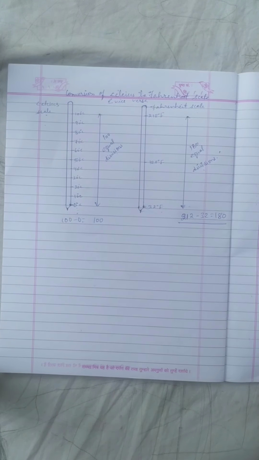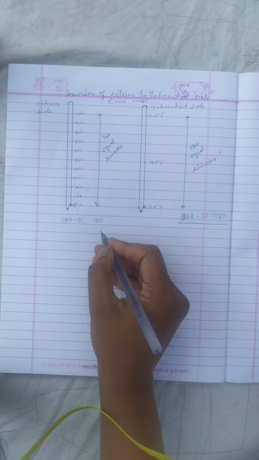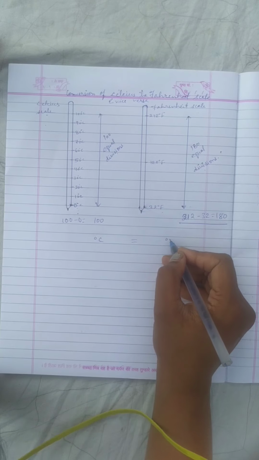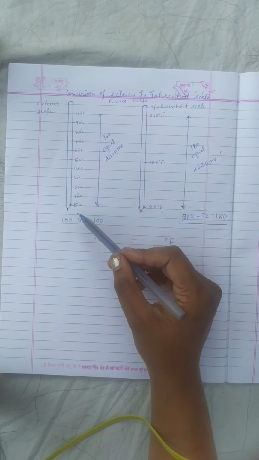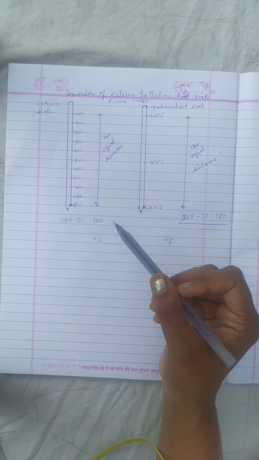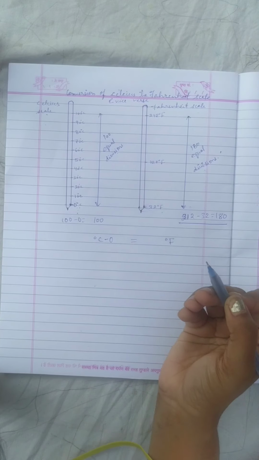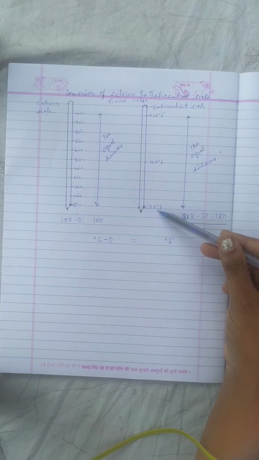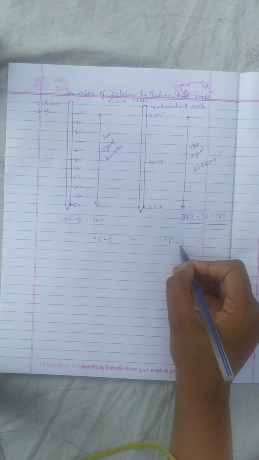Now, how will we convert Celsius to Fahrenheit? First of all, write degree C equal to degree F. Since the starting point in Celsius scale is 0, so you will subtract 0 from this. In the Fahrenheit scale, the starting point is 32, you can see. So we will subtract 32.